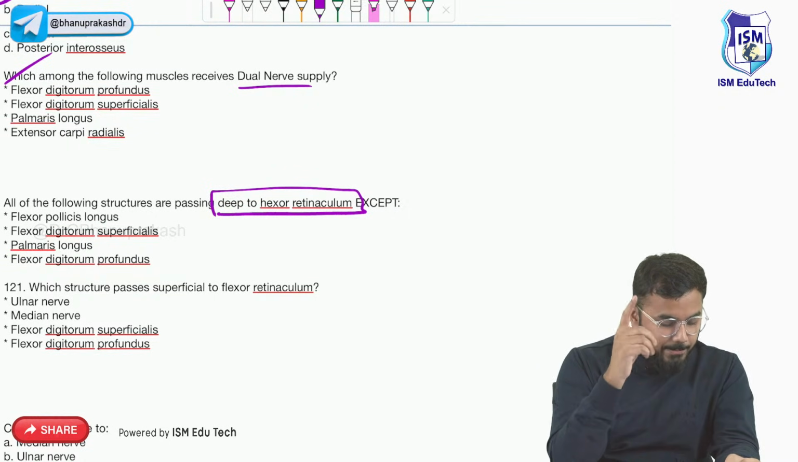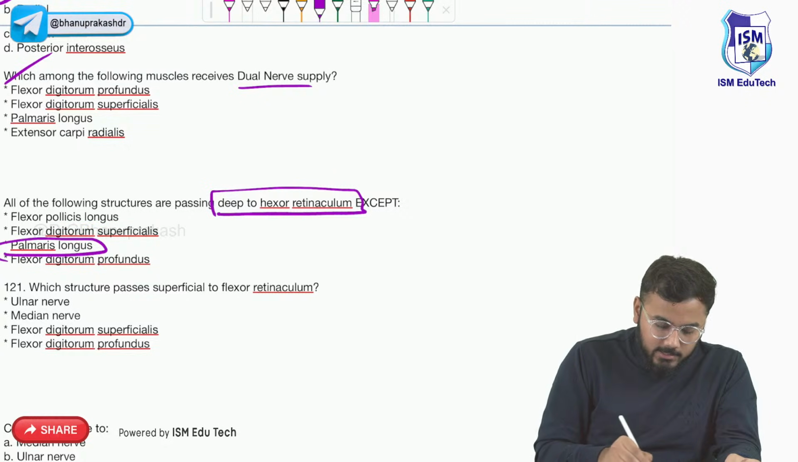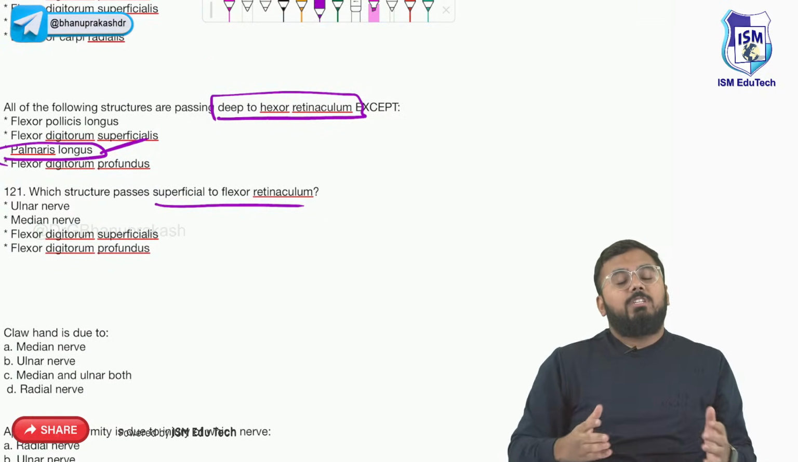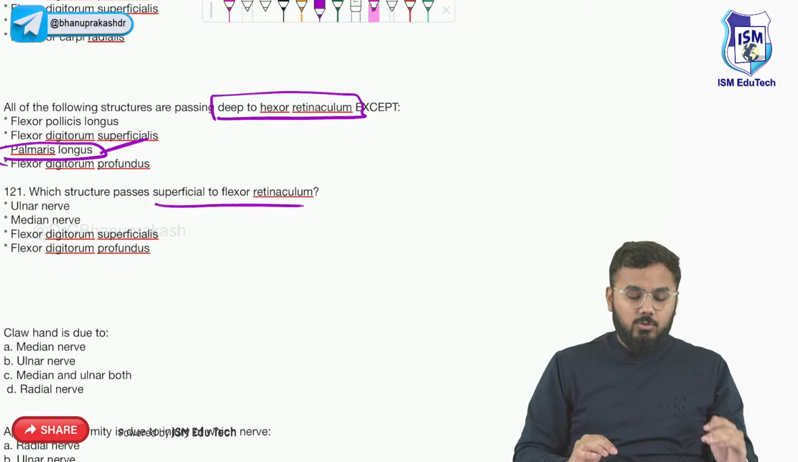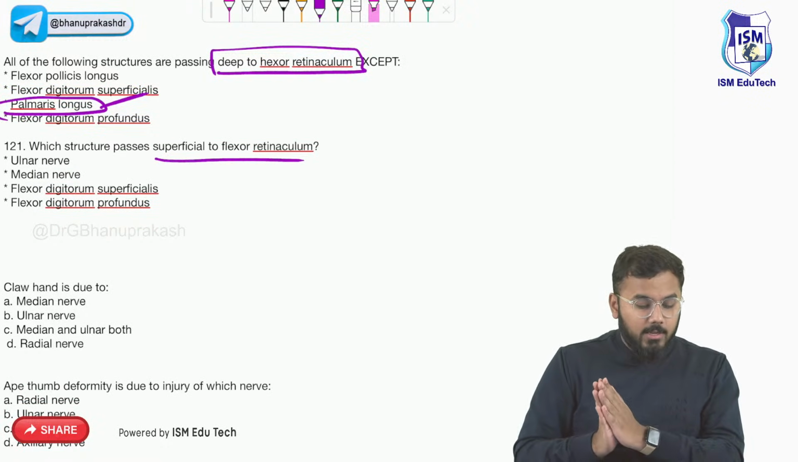Excellent, excellent guys. PPP, very good. Palmaris longus, perfect. Which structure passes superficial? Guys, these questions are asked in your FMGE, right? These are asked. So those are the questions which I kept here. So which structure passes superficial?